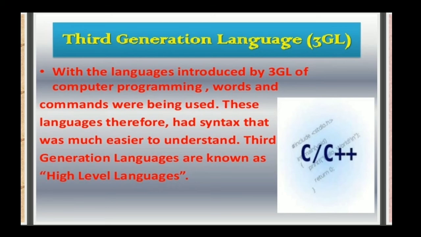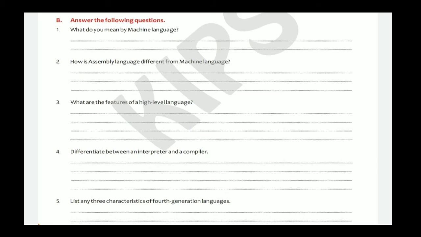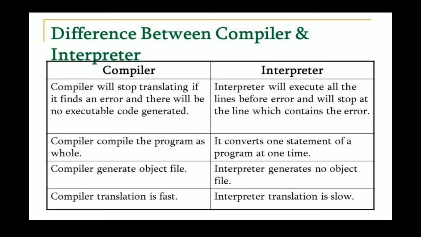Okay students, what is the fourth question? Differentiate between an interpreter and a compiler. I will show you the differences. See in the table students, there are some differences. Number 1, compiler. Compiler will stop translating if it finds an error. There will be no executable code generated.